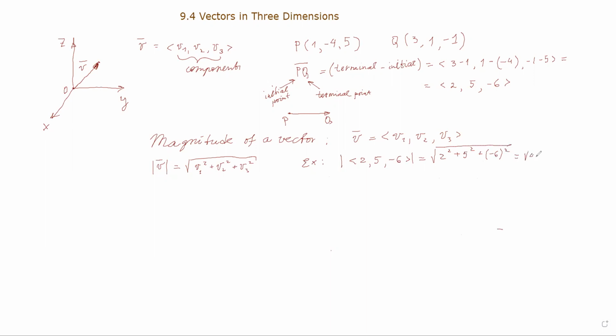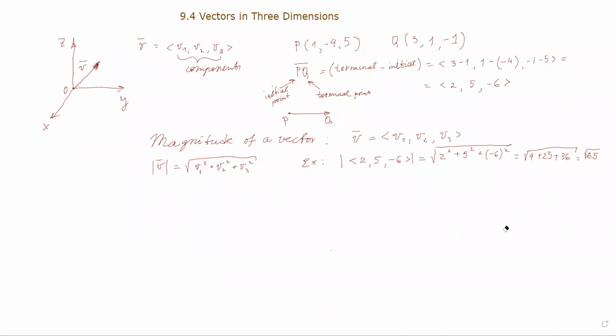So it's 2 squared plus 5 squared plus negative 6 squared, and the square root. It's going to give us the square root of 4 plus 25 plus 36, which is going to give us something like the square root of 65, I think. Maybe I'm wrong, guys. Watch my lectures carefully, okay?